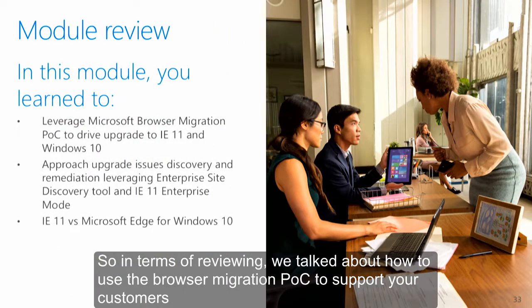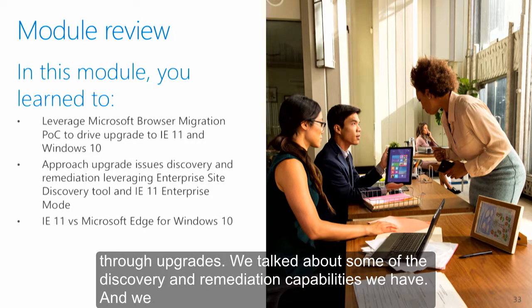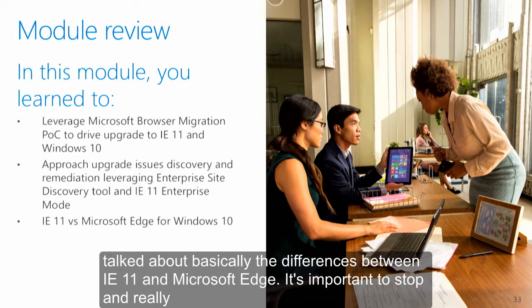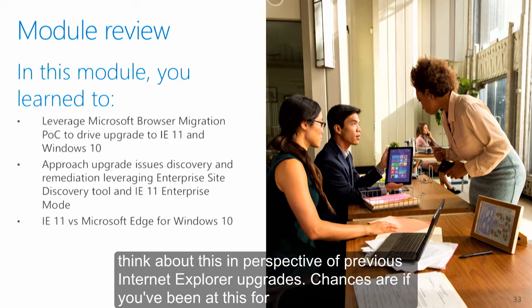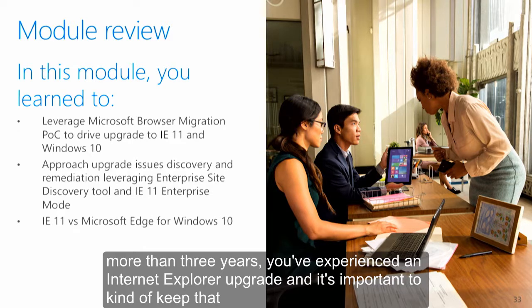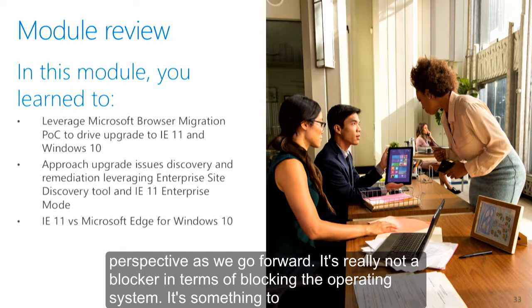So in terms of reviewing, we talked about how to use the browser migration POC to support your customers through upgrades. We talked about some of the discovery and remediation capabilities we have. And we talked about basically the differences between IE 11 and Microsoft Edge. It's important to stop and really think about this in perspective of previous Internet Explorer upgrades. Chances are, if you've been at this for more than 3 years, you've experienced an Internet Explorer upgrade. And it's important to keep that perspective as we go forward.